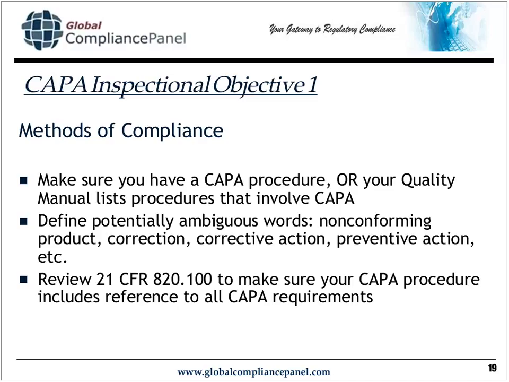Any type of words that are ambiguous, make sure you define them in your procedure, and this will assist because previously, as you saw during the objective, one of the inspector's responsibilities is to make sure that you define all terms. Well, if you have correction, corrective action, preventive action, et cetera, defined in your procedure, you've covered that. And take a look at 820.100, and everything that's in there, make sure your CAPA procedure references each and every one of those CAPA requirements that you will implement them.